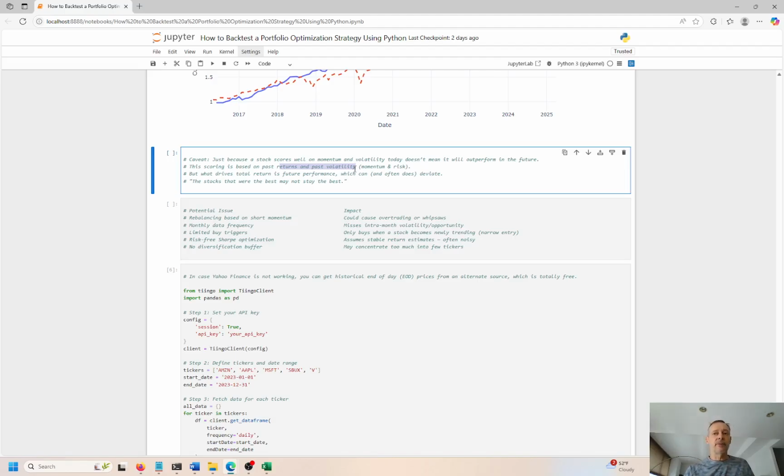We know that what happens in the past probably could continue into the future, but there's no guarantee of that, right? And what drives total returns is based on future performance, which mostly deviates. It doesn't stay the same. Everything changes. The only thing that is constant is change, right? I'm sure you've heard that before. And the stocks that were the best may not continue to be the best, but at least this gives us a good roadmap and a good guideline to follow and removes a lot of the emotion from making investments.